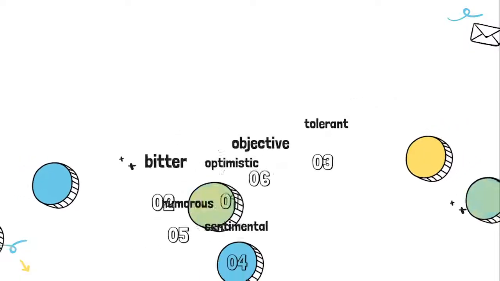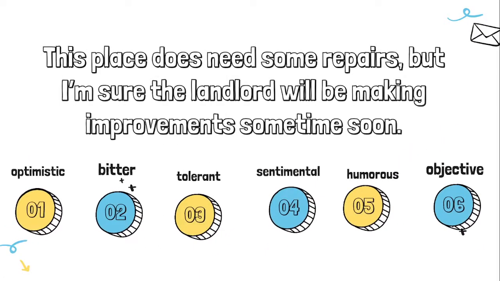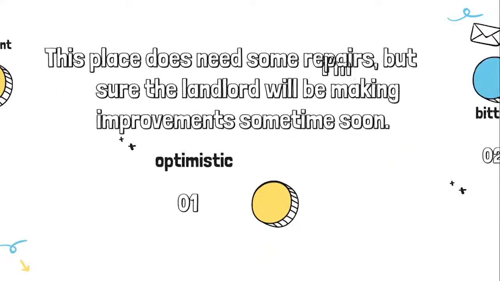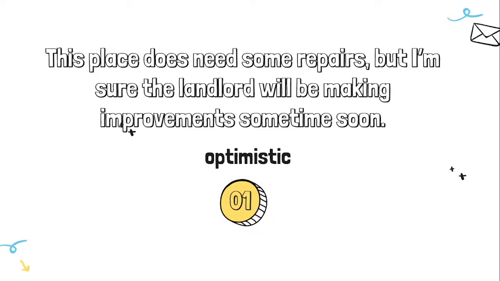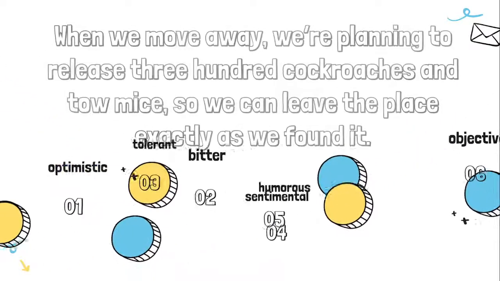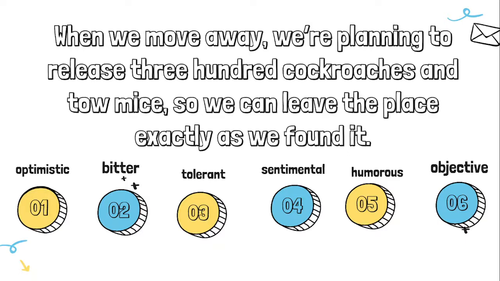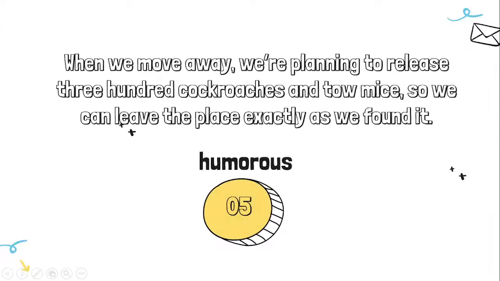This place does need some repairs, but I'm sure the landlord will be making improvements sometime soon. The tone is optimistic. The writer is expecting the apartment to be improved soon. When we move away, we're planning to release 300 cockroaches and two mice so we can leave this place exactly as we found it. The tone is humorous. The writer claims to be planning a comic revenge on the landlord by returning the apartment to the terrible condition it was in when the tenants moved in.